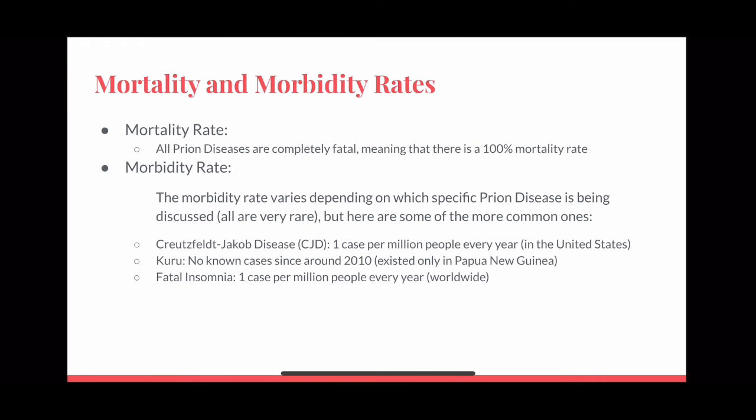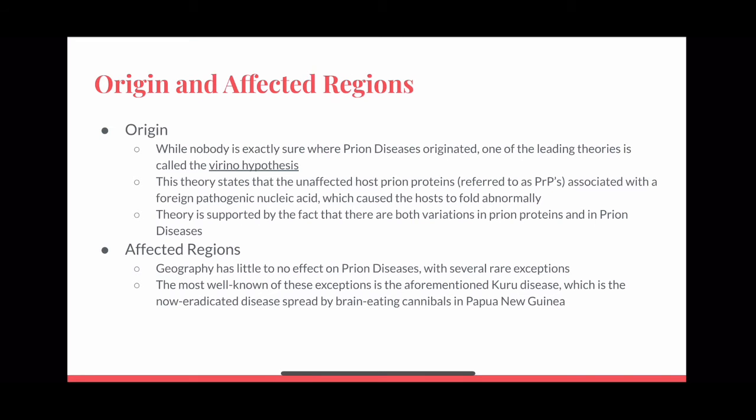So mortality and morbidity rates. Mortality rates in prion diseases are 100%, meaning that they are, in fact, completely fatal. Morbidity rates vary depending on which specific prion disease is being discussed, but they are all very rare. Some examples of more common ones: Creutzfeldt-Jakob disease, CJD, more commonly known in some cases as mad cow disease, has about 1 case per million people every year in the United States, as compared to fatal insomnia, which is exactly what it sounds like, which has about 1 case per million people every year worldwide. Kuru is another well-known prion disease, but actually has no known cases since around 2010, before then existing only in Papua New Guinea.